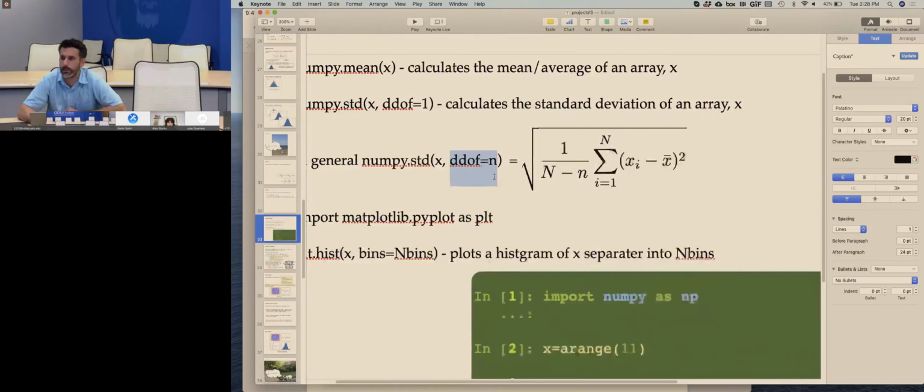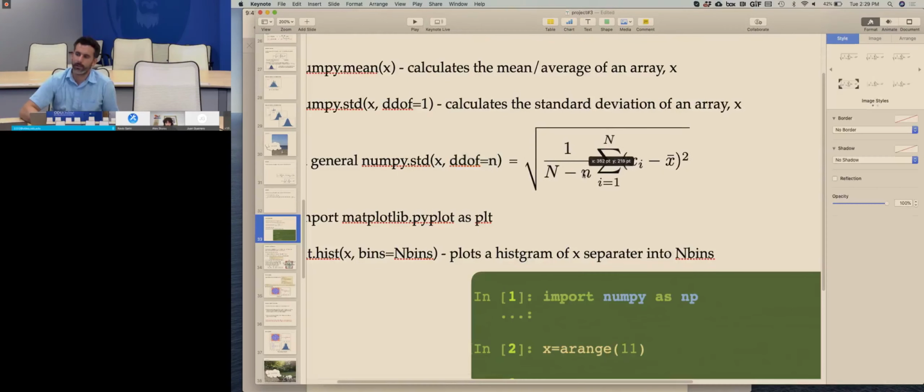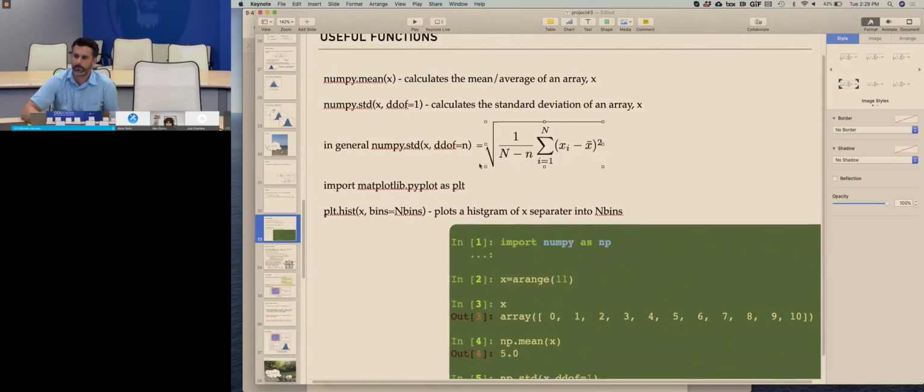That is the default. You're correct. Okay. So if you set this n equal to any number, it's just going to scale that by n over here. It's just a freedom that is built into the standard deviation function. Any other questions about that or anything else?